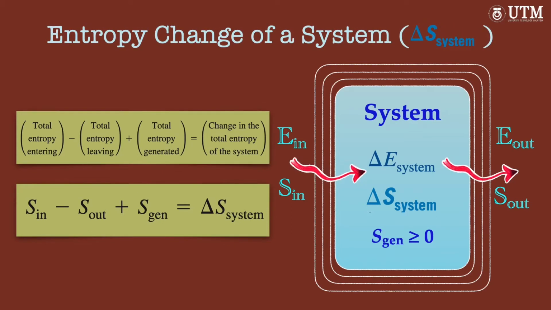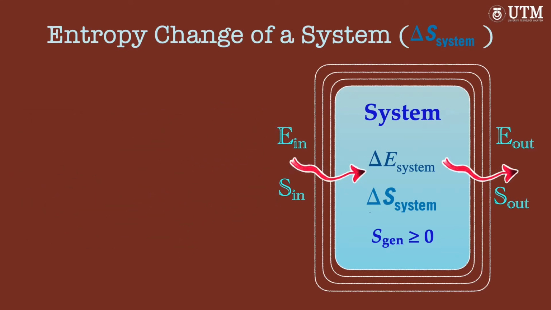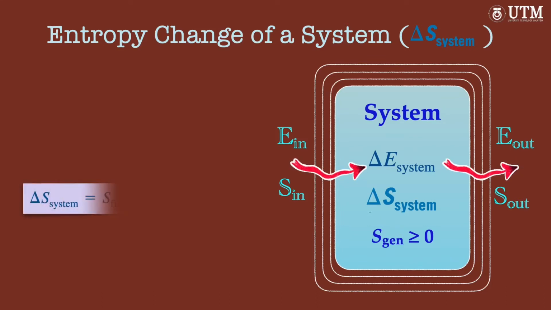The determination of entropy change of a system during a process involves estimating the system's entropy at the beginning and at the end of the process and taking their difference. That is, entropy change equals entropy at final state subtract entropy at initial state.